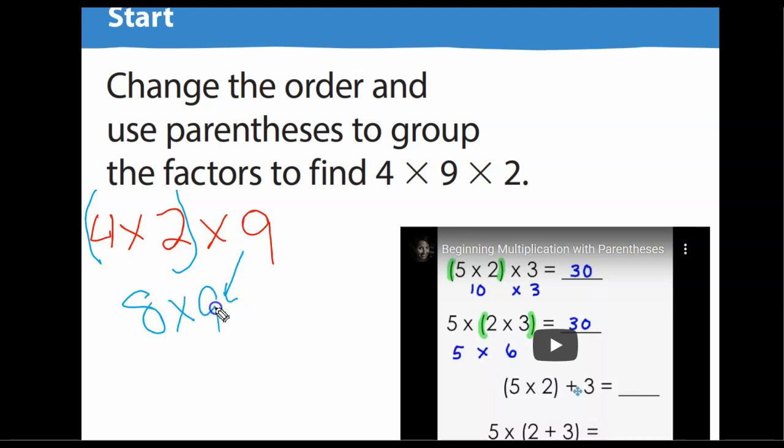So now it's 8 times 9. I could do that with the little finger trick, right? What's 8 times 9? 72. Very nice. Okay. Got to work out the problems, right? You're not a calculator, so you got this.